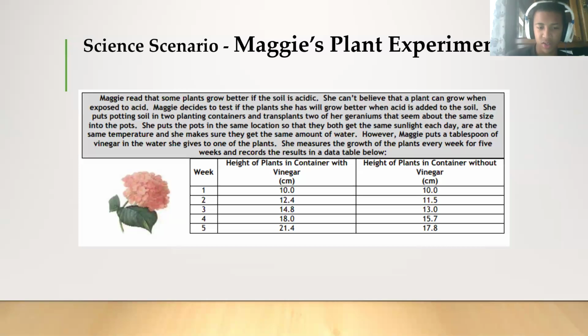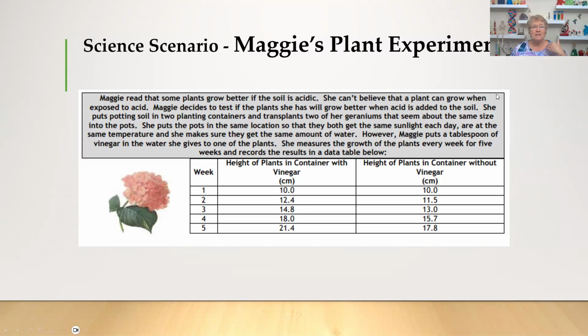Because you can tell that the one with vinegar is, oh my God, growing faster. Yes, it is growing taller, faster in the same amount of time. At 3 weeks, it's taller. They both started out at 10 centimeters, and at the end of the first week, there already was a difference. And that difference increases over time.